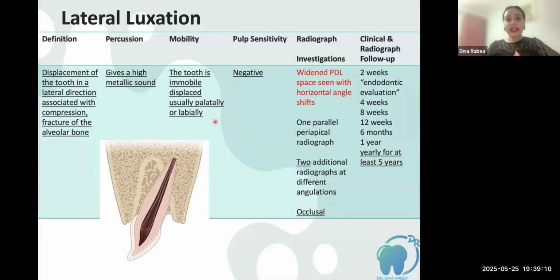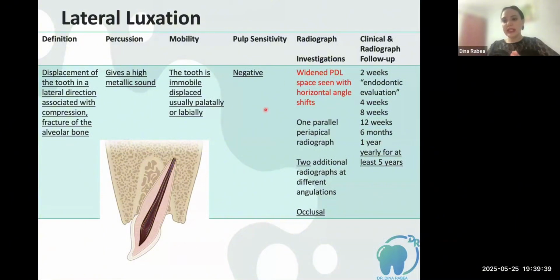This tooth is an immobile tooth. It's actually driven into the bone, so it does not move. Sometimes we have to reposition it digitally, remove it from its position and reinsert it into the right position in the bone. Upon percussion, it gives the same high metallic sound of ankylotic teeth. And due to the crushing that happens to the bone, to the periodontal ligament, the pulp sensitivity is mostly negative.